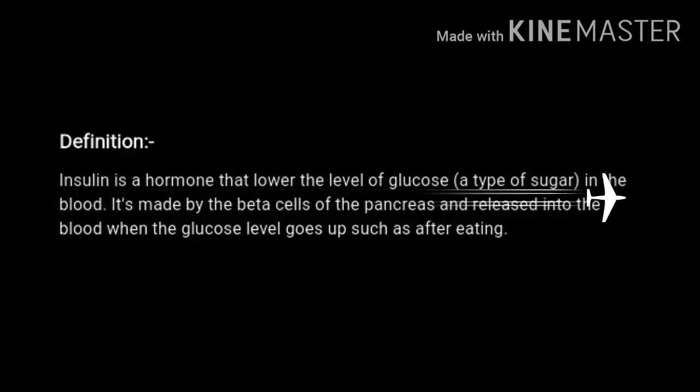Second, definition. Insulin is a hormone that lowers the level of glucose in the blood. It is made by the beta cells of the pancreas and released into the blood when the glucose level goes up, such as after eating. In this definition, insulin lowers the level of glucose in the blood, is made by the beta cells of the pancreas, and is released into the blood when glucose goes up, such as after eating.